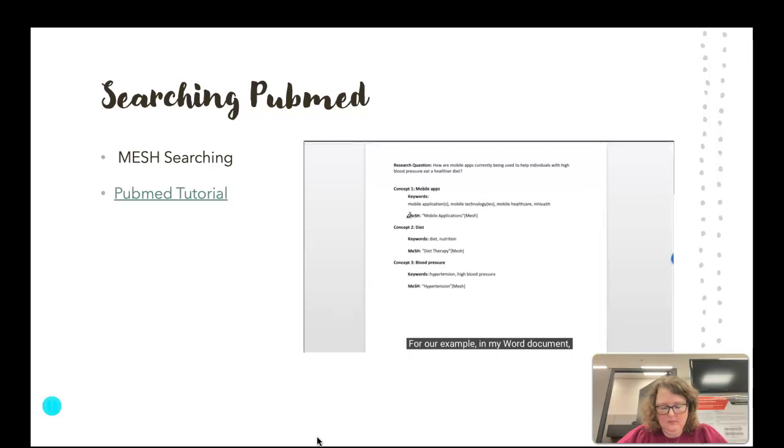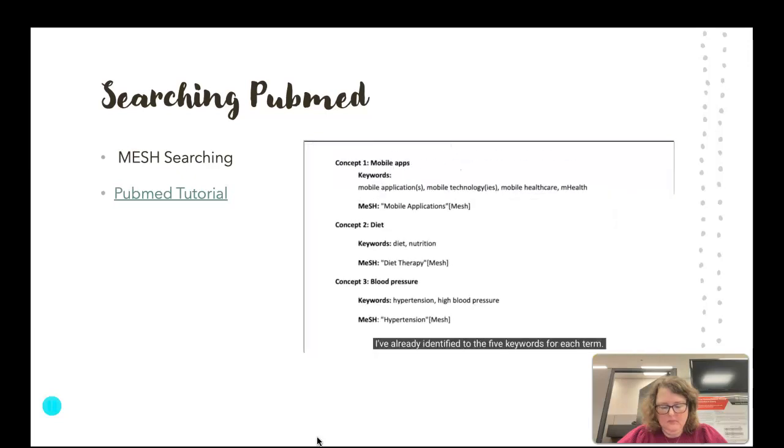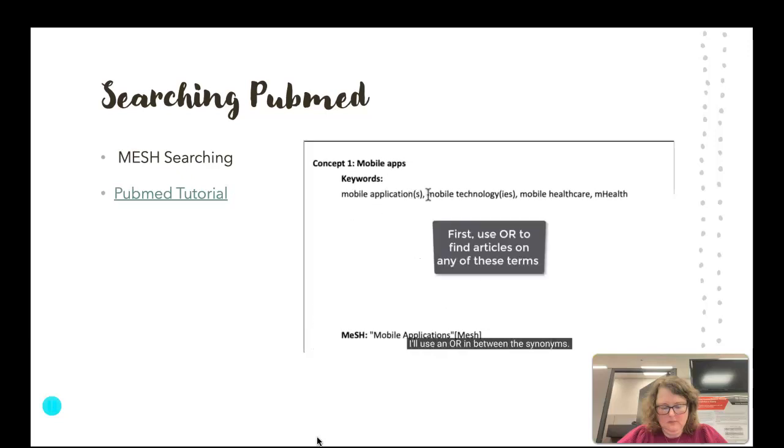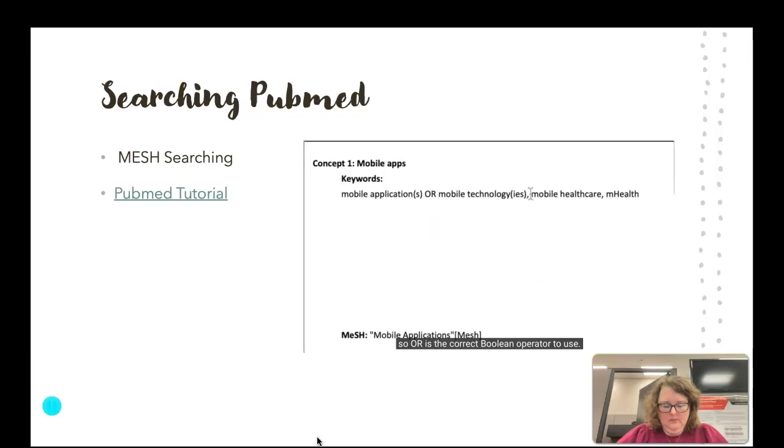For our example, in my Word document, I've already identified 2 to 5 keywords for each term. Depending on the topic and the scope of your project, you may keep going until you've identified every possible keyword for your topic, but what we have here is enough to get started. Looking at our first concept, mobile applications, I'll use an OR in between the synonyms. Remember, we want articles that address any of these terms, so OR is the correct Boolean operator to use. I'll type mobile applications, or mobile technologies, or mobile healthcare, or mHealth.